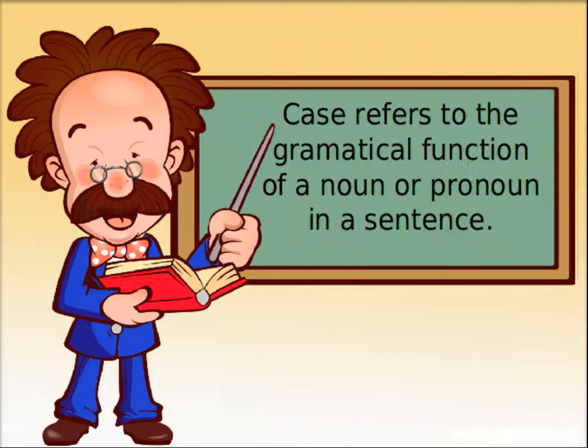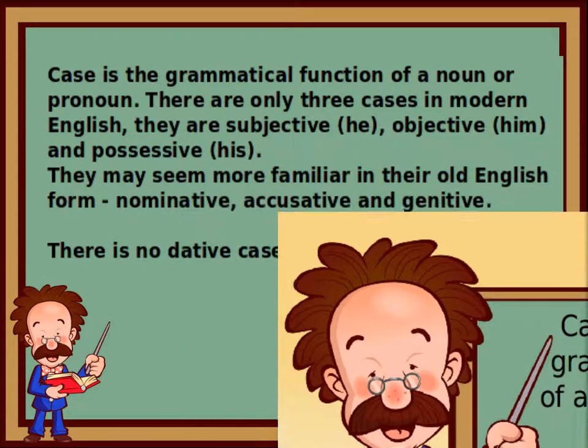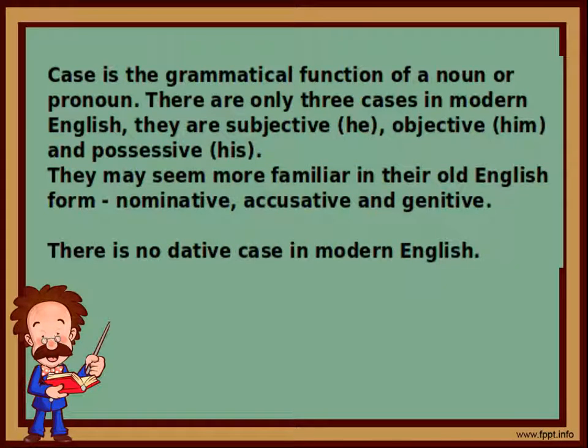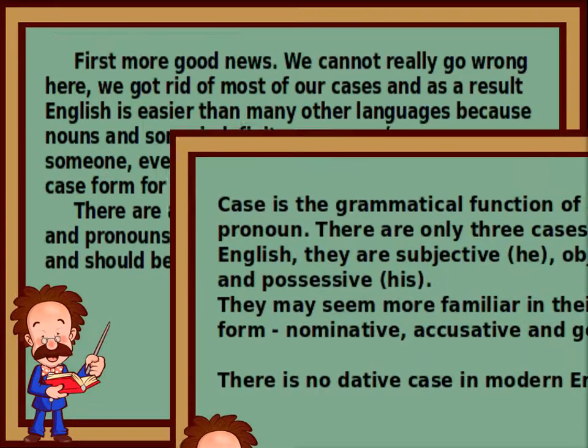Grammatical case. Case refers to the grammatical function of a noun or pronoun in a sentence. There are only 3 cases in modern English: subjective he, objective him, and possessive his. They may seem more familiar in their older names: nominative, accusative, and genitive. There is no dative case in modern English.